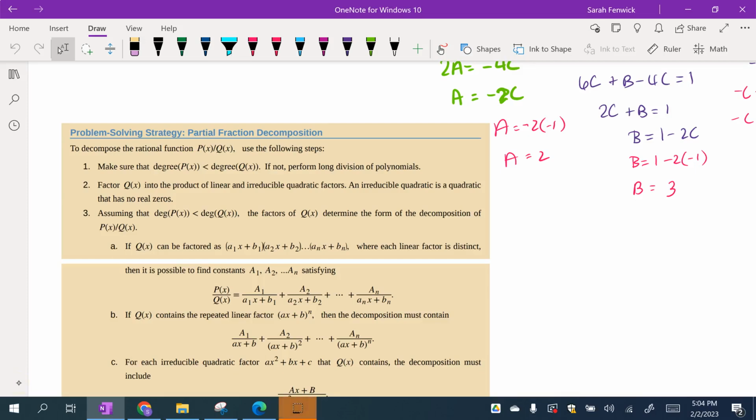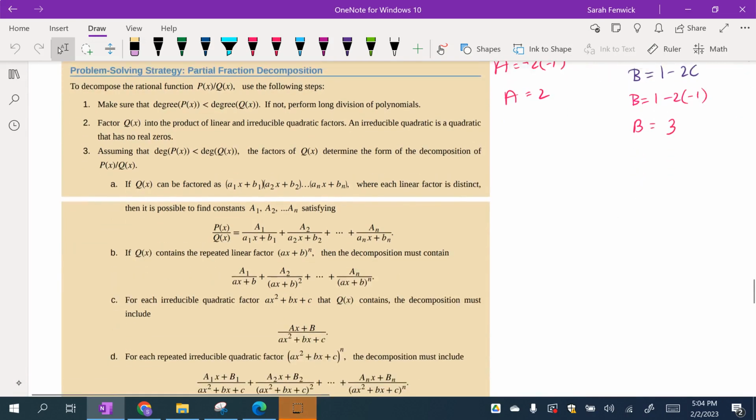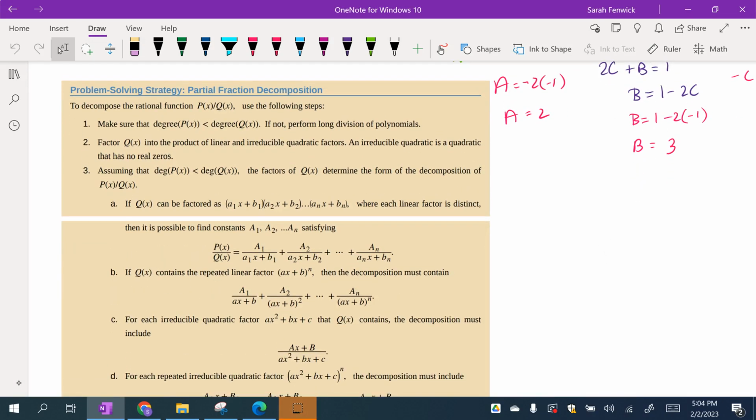In OpenStax Calculus Volume 2, we're in Section 3.4 on partial fractions for integration, and we're going to look now at the problem-solving strategies that the book provides. So, to use partial fraction decomposition, my top degree needs to be lower than my bottom degree. If not, we use long division. After that, you factor your q of x, which is the bottom.